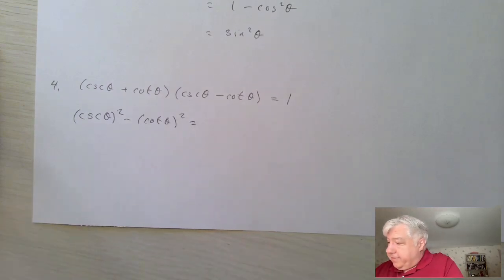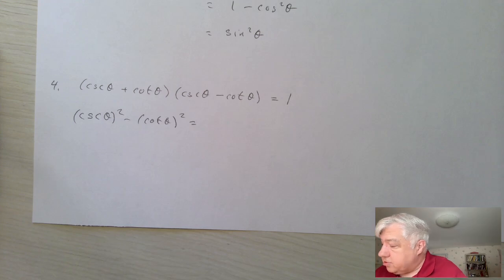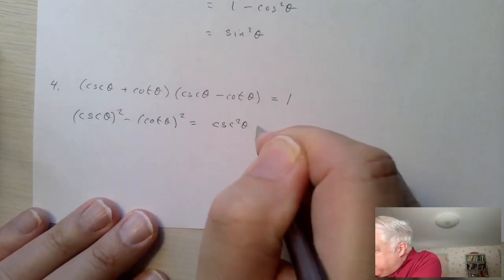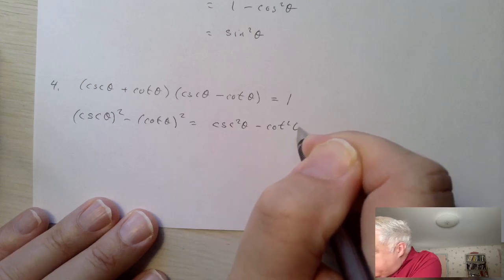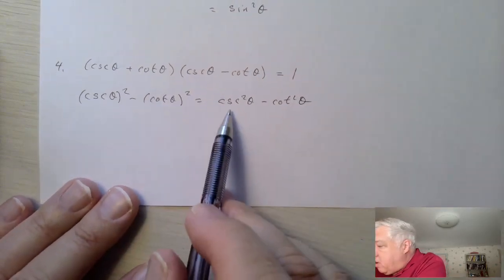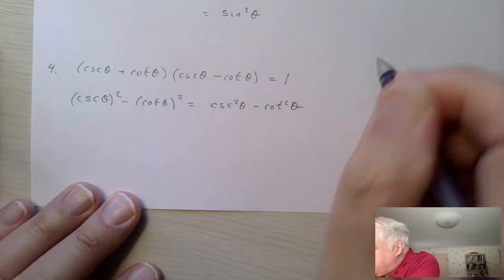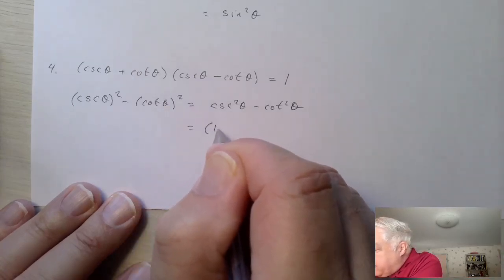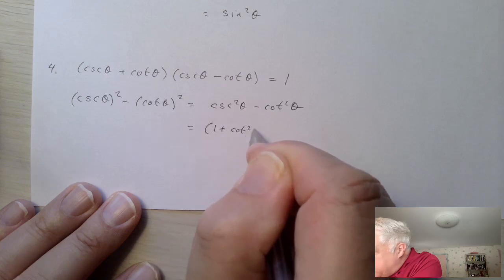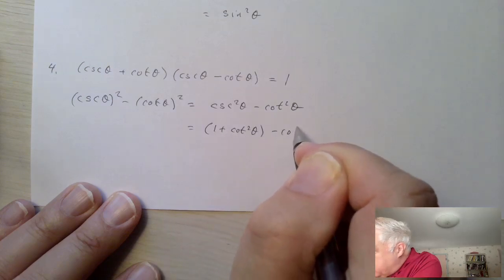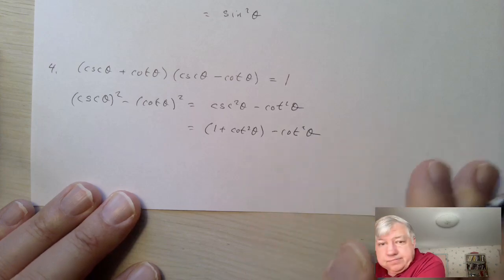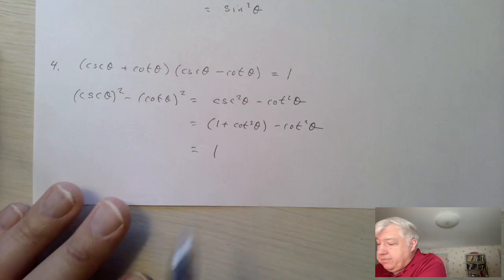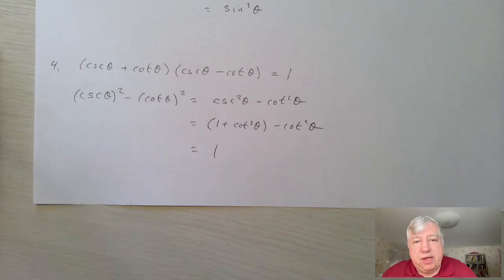And so what is this? Let's maybe write this in the usual way. Then cosecant squared, remember, is 1 plus cotangent squared by the fundamental identity. And then you can see that these cancel and we get 1, which is what we wanted to get.